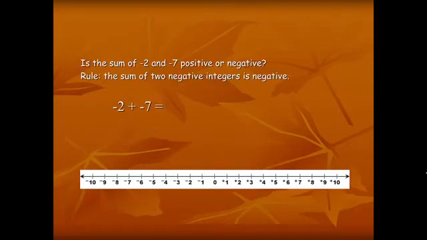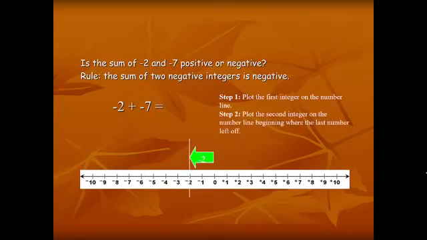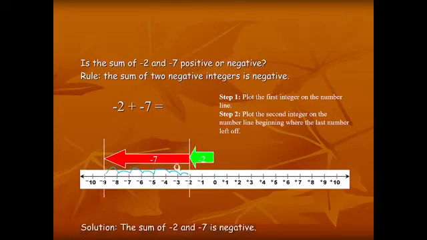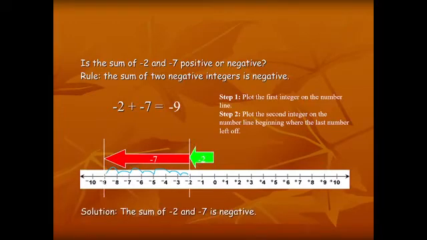It's negative all the time. So take note of this. So when you're having negative 2, plot negative 7, that's 1, 2, 3, 4, 5, 6, 7. And you stop at negative 9. So the answer there is negative 9.